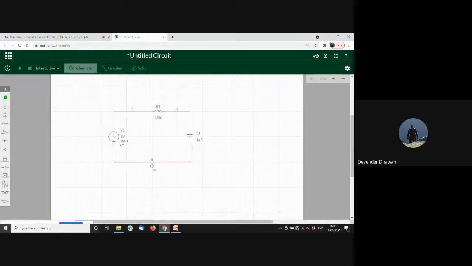Okay, so we have a circuit. Can anyone tell me what would be the cutoff frequency for this circuit? We have the components, the circuit is already made. What will be the cutoff of this particular circuit? Can anyone tell me? What is the formula that we use for this? 1 by 2 pi RC, sir. 1 by 2 pi RC.